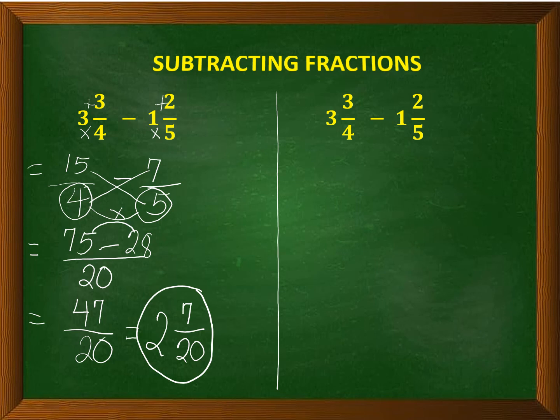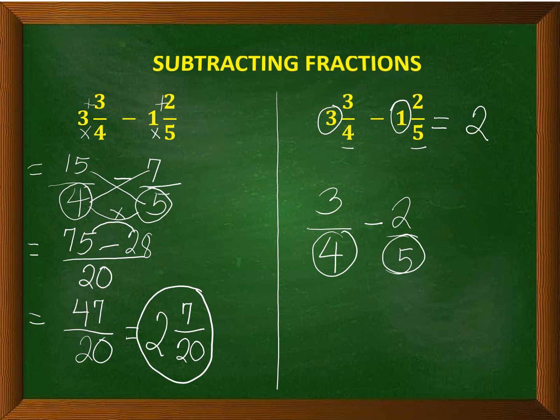All right. So the other way, again, is to subtract first the whole numbers. All right. So 3 minus 1 equals 2. Then let's subtract separately these two fractions. So it's 3/4 minus 2/5. Okay, and then let's apply. So 4 times 5 equals 20.